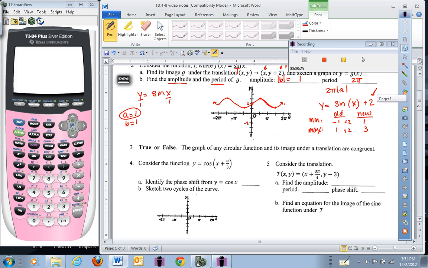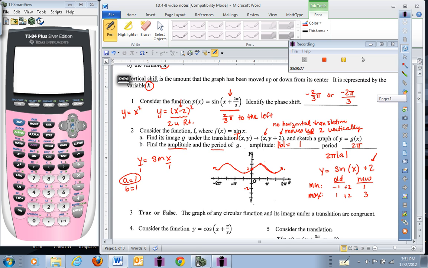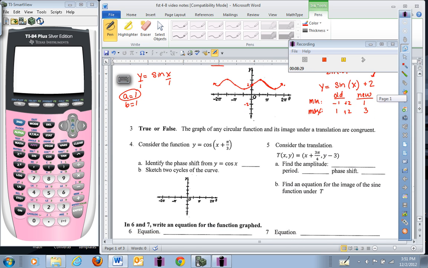Okay, the next question says true or false. Oh, by the way, no, I don't have that graph. Number 3 says, the graph of any circular function and its image under a translation are congruent. So it's asking you, does the graph stay congruent? In other words, if you moved it by sliding it left and right, or up or down, would it map back onto itself exactly?